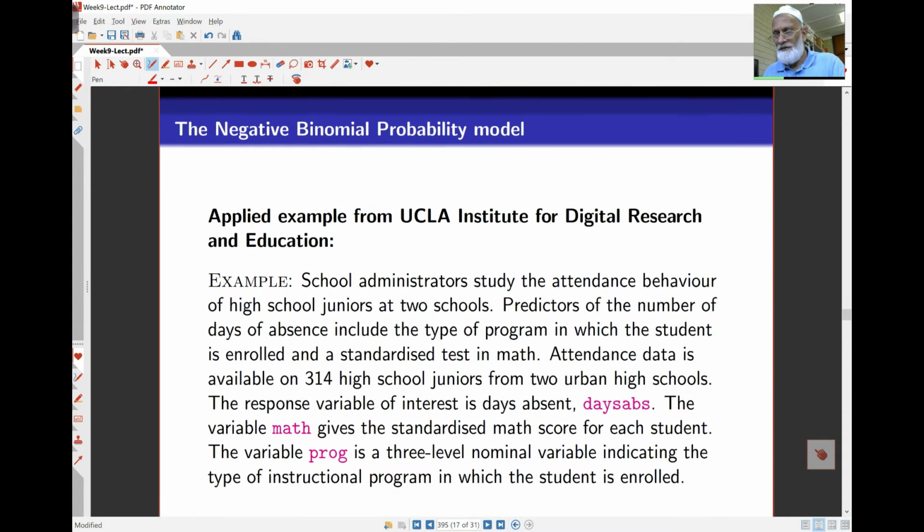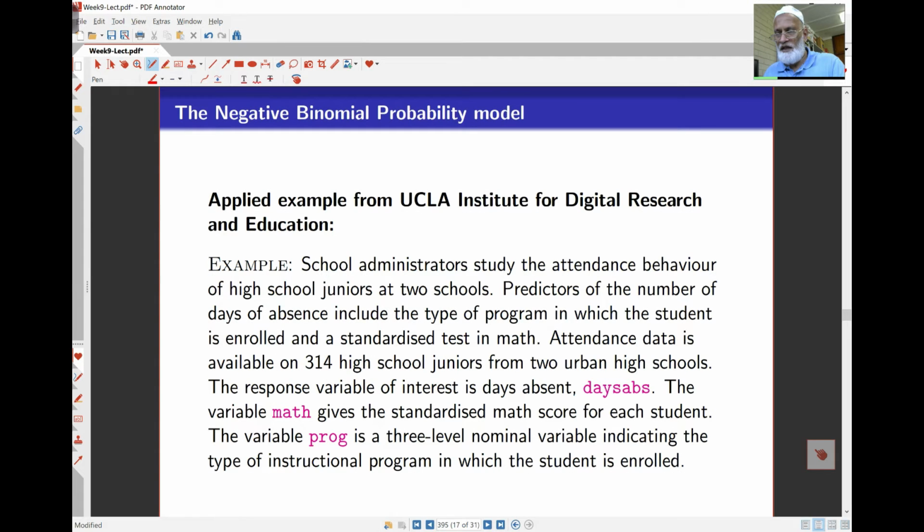Example here we'll take a look at. This is from the UCLA Institute for Digital Research, where we're taking a look at the attendance behavior of high school students at 2 schools. The number of days absent is what we're looking at. This is our response here. The predictors include the type of program in which the student is enrolled and a standardized maths test as well. And so the attendance we've got here is for 314 students, and the count, as I say, is for the number of days absent.